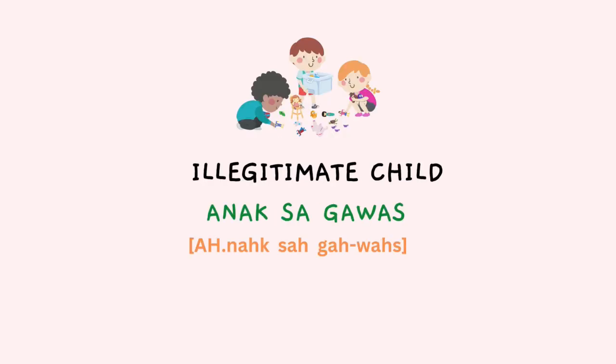Next one, illegitimate child. Anak sa gawas. Okay, anak is child, and then sa gawas is actually from outside, okay? Sa gawas is from outside. So anak sa gawas is illegitimate child.